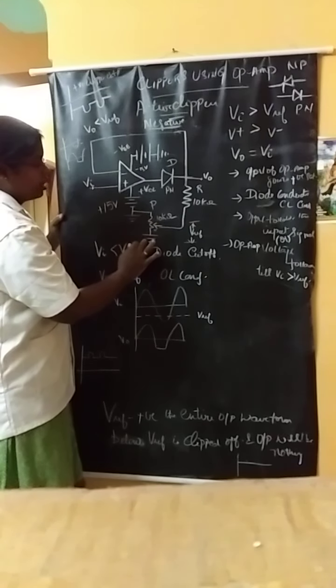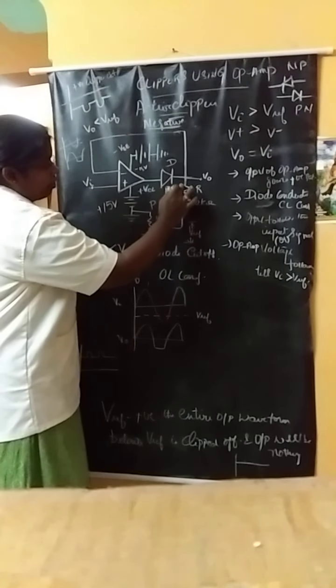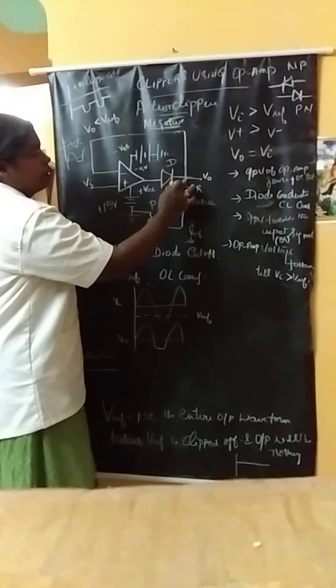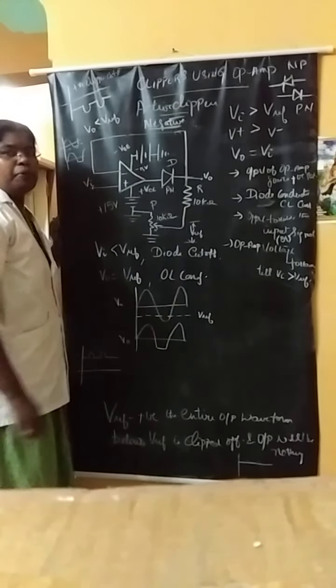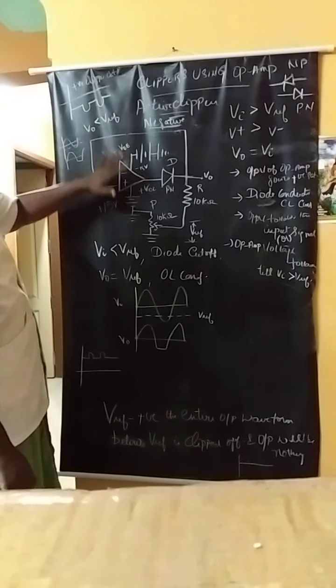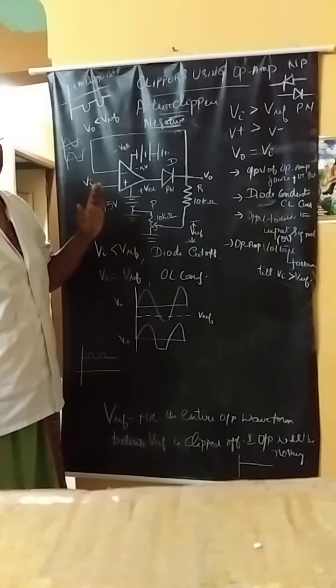Here a potentiometer is connected to the supply. Then the potentiometer reference voltage is connected to the cathode, and the output of the op amp is connected to the anode of the PN diode. So this is the circuit diagram. Now, what does this negative clipper do?